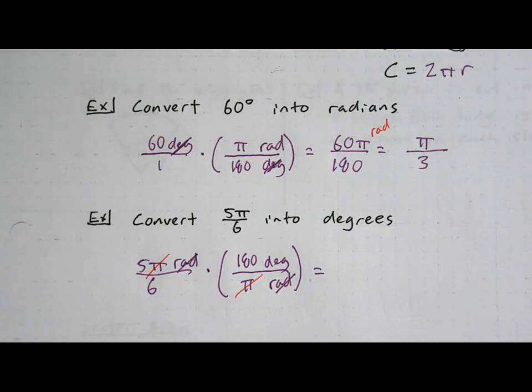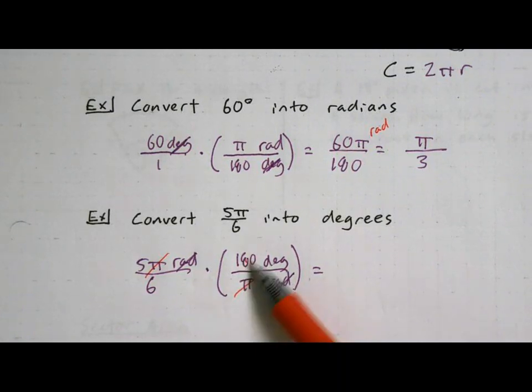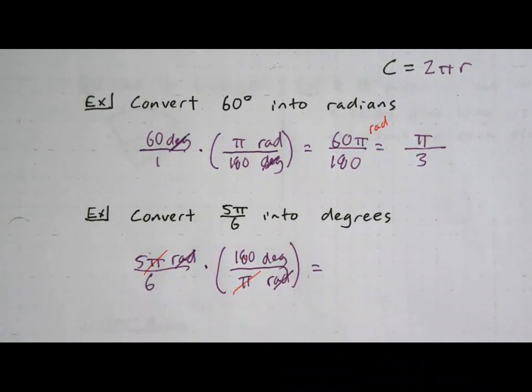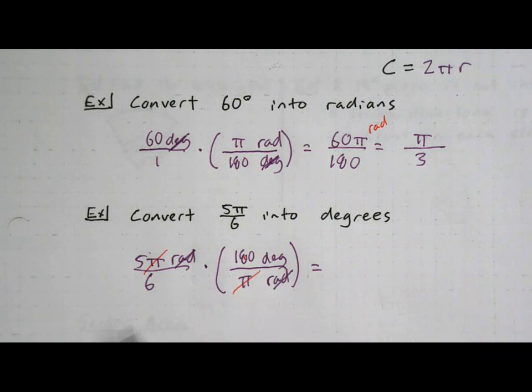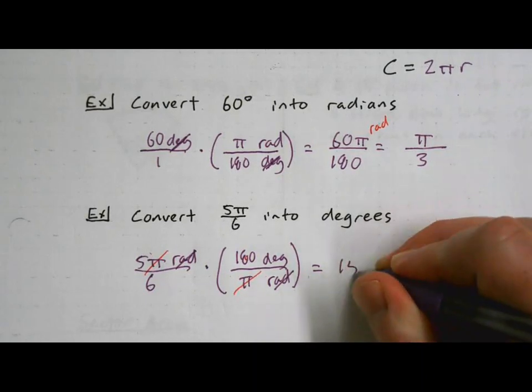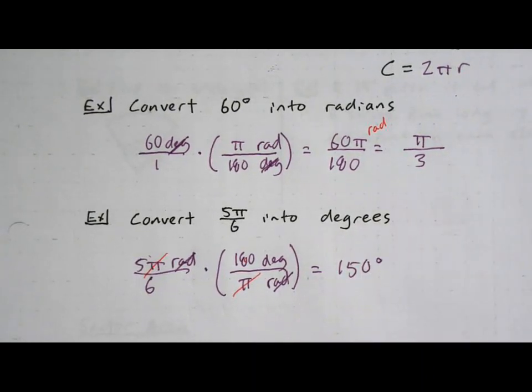5 times 180 over 6. Can you guys do that in your head? Do the 180, divide it by 6, and then multiply it by 5. 180 divided by 6 is 30, times 5 is 150. Or use your calculator if you don't feel up to the mental math today. 5 times 180 over 6.